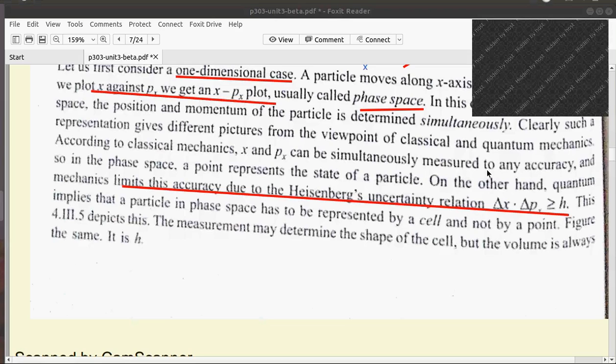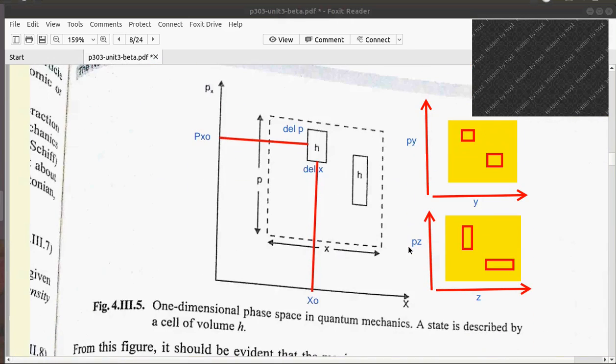So if we can take careful measurements such that delta p into delta x is almost equal to h, then what happens? The picture will become something like this. Instead of a point, there will be one square block, which will represent the state of the particle, instead of a point, which was the case in classical mechanics. Why?